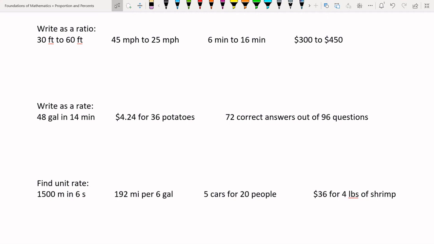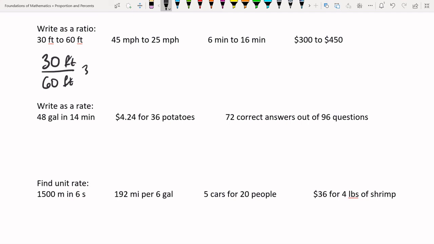For these ratios here, I'm just going to write them as a ratio. The most important thing to note is that ratios are actually unitless. The units should always cancel. So 30 feet to 60 feet, that's just going to be 30 feet to 60 feet. Of course, the feet cancel because they're right over each other. And we have 30 to 60.